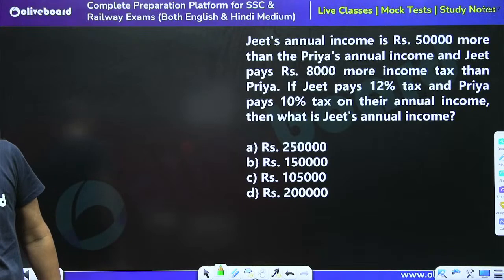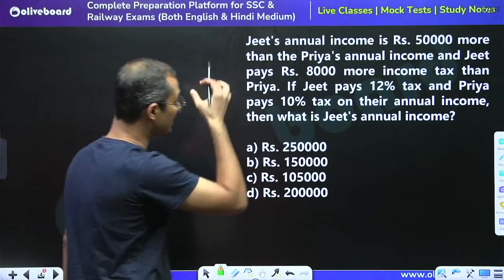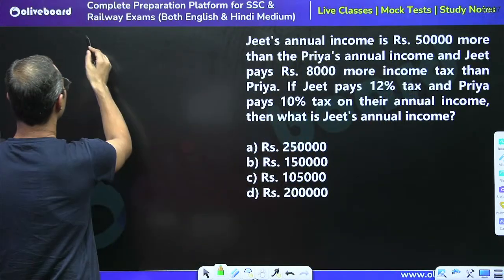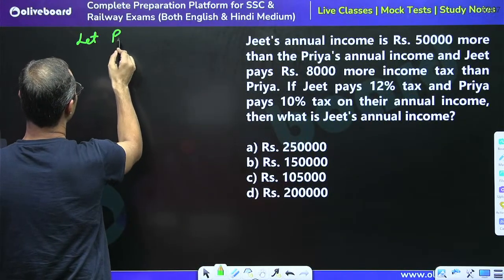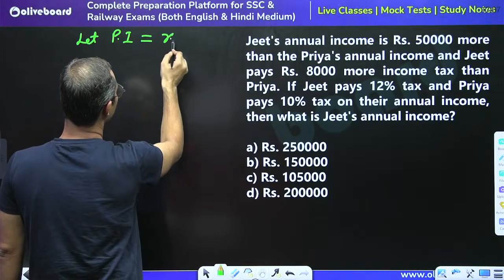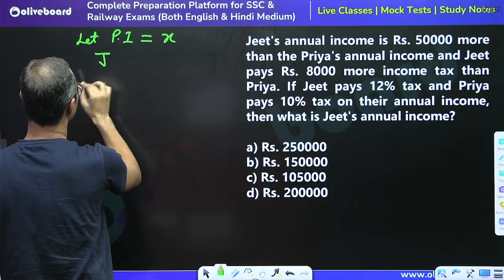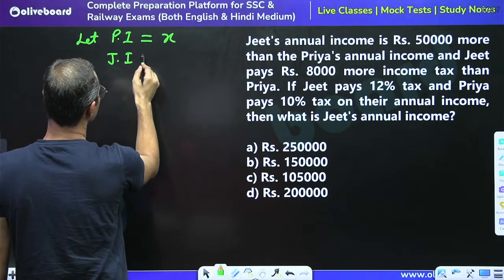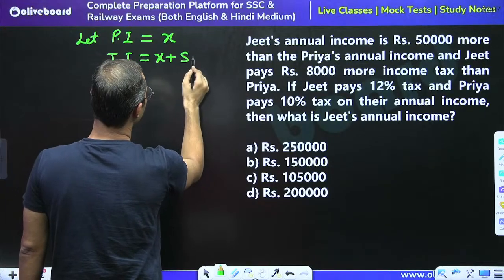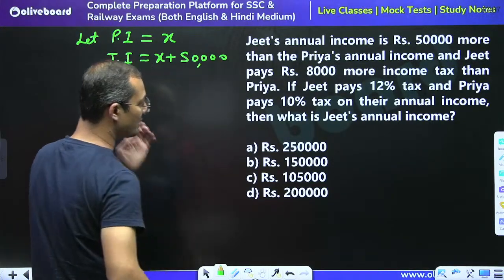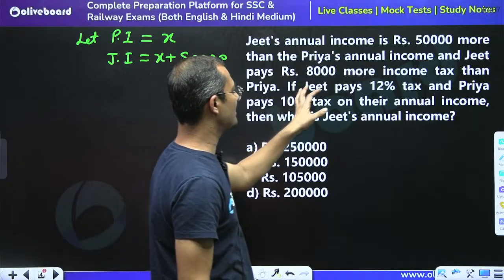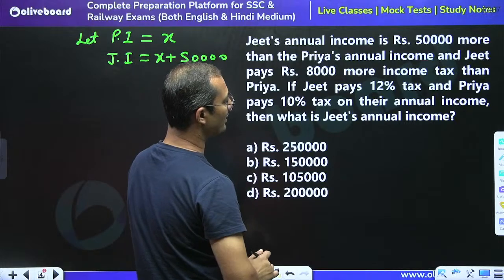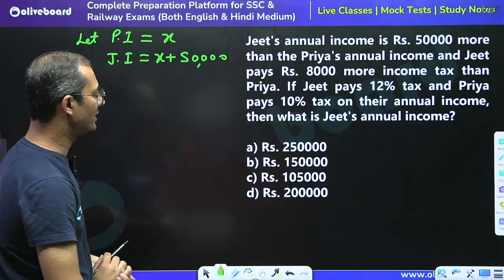So Jeet's annual income is 50,000 more than Priya's annual income. Let Priya's annual income be rupees X. So Jeet's income is going to be X plus 50,000, right? X plus 50,000. Now the question says Jeet pays rupees 8,000 more income tax than Priya.